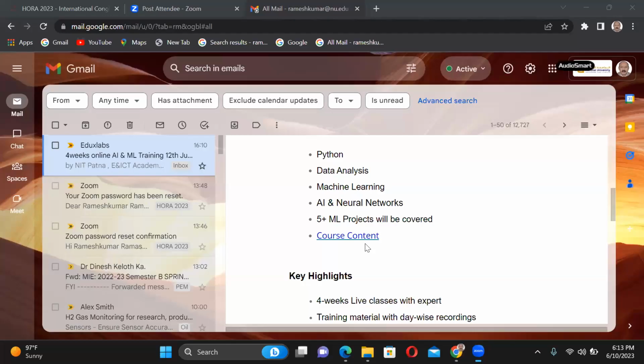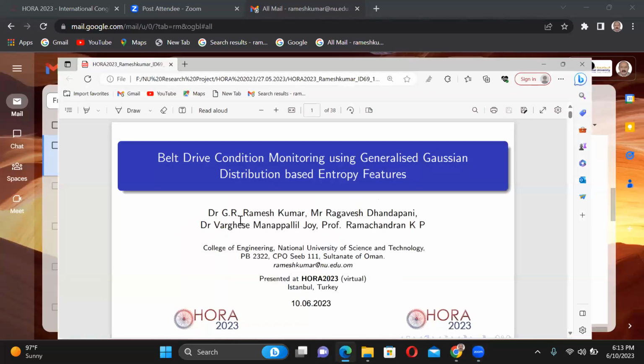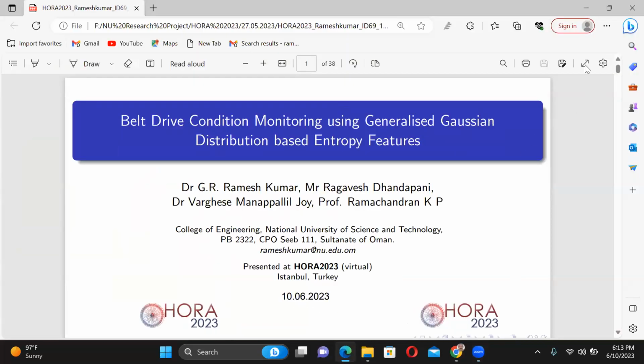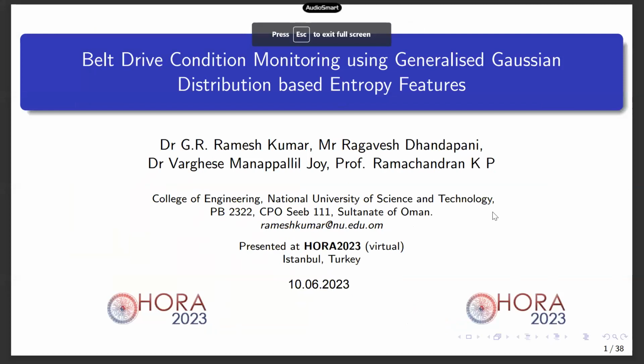All participants will have 10 minutes to present their studies. So we move on with the next paper. The title of the paper is Belt Drive Condition Monitoring Using Generalized Gaussian Distribution-Based Entropy Features. Are the authors here? Yes, Chair, I am here. Okay, if you are ready, you can share your screen and start. Yes, I am sharing my screen. Good evening. Yes, we can see your screen. You can start. Sorry. Good evening, everyone.